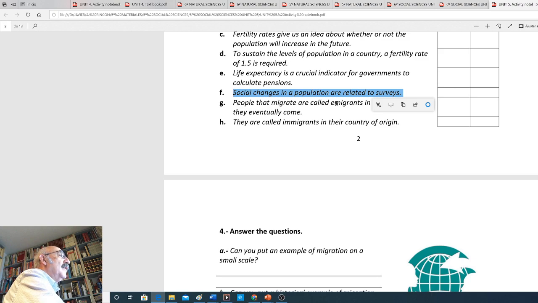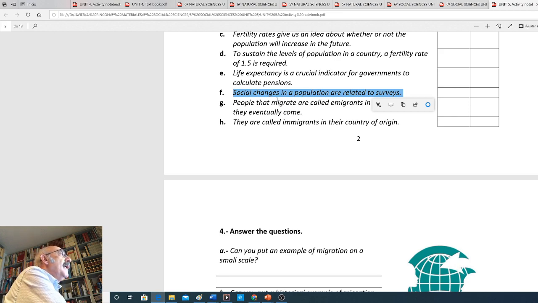Now, F. Social changes in a population are related to surveys. Surveys is a kind of register, what in Spanish is called encuesta. Social changes. This is true. Remember that social changes, surveys, normally are related to things that are qualitative. So we're going to study, for example, the educational level, the social level, these kinds of things.